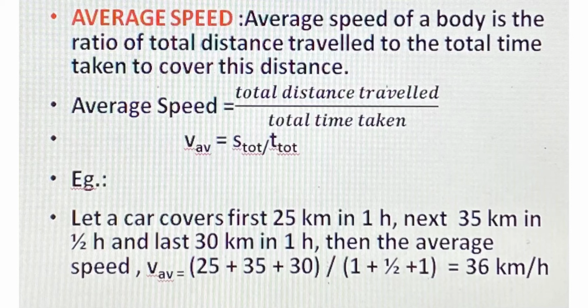Let us see the example given over here. A car covers first 25 km in 1 hour, next 35 km in half hour, and last 30 km in 1 hour. So here car is traveling different distances in different intervals of time. So for finding average speed, we'll take total distance upon total time. Total distance traveled is 25 plus 35 plus 30, and total time is 1 plus 1 by 2 plus 1. So total distance upon total time is 36 km per hour, which is the average speed of the car.